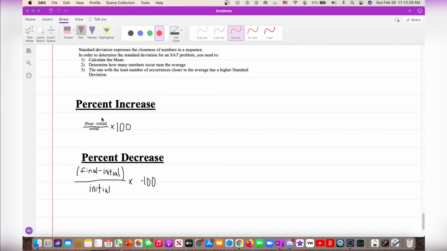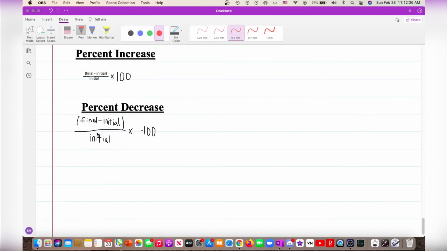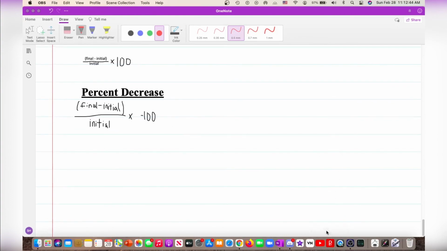Okay, and percent increase. That's final minus initial divided by initial times 100. And then percent decrease is final minus initial divided by initial times negative 100. And this should get you your percents. And I will post another video which will go over practice problems specifically addressing these.